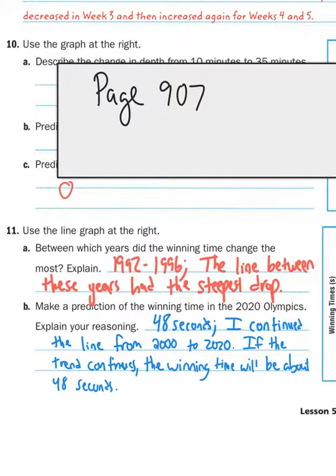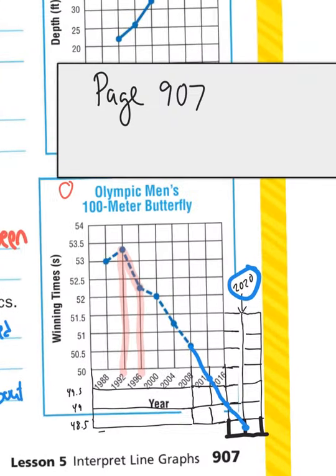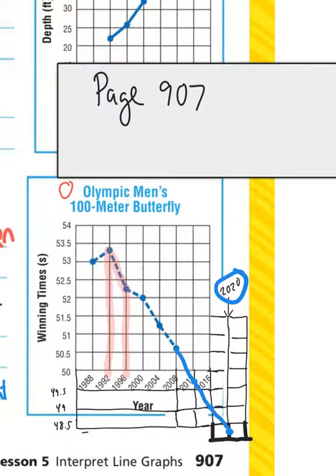Okay, so here's my explanation. I said I continued the line from 2000 to 2020. If the trend continues, the winning time will be about 48 seconds. So remember, if I go back over to show you, notice right around here in 2000 is when this straight line started. So that's what I said. I continued the straight line from 2000 to 2020. And that's why I said the winning swim time should be about, this is 2020 over here, probably about 48 to 48 and a half seconds.